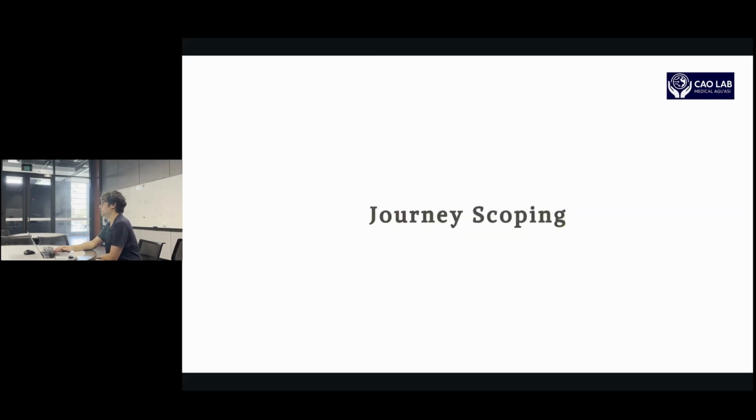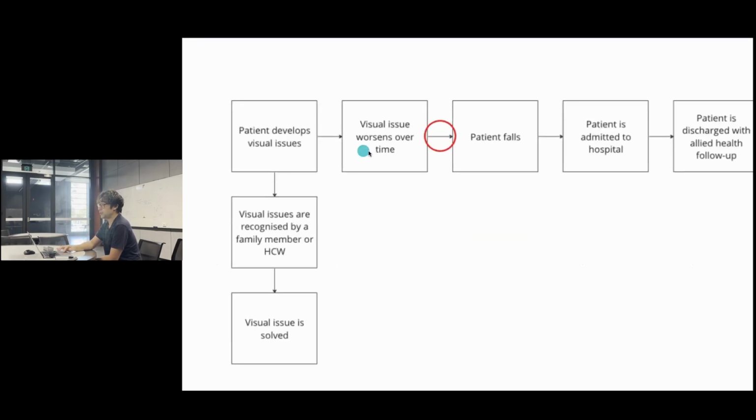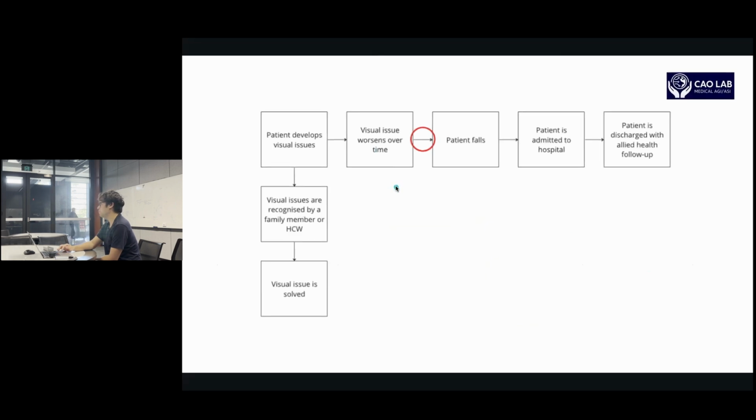Okay, next is journey scoping. This is when you map out the patient journey throughout the clinical event that you're describing. For example, the patient is being intubated. What happens to the patient before intubation and what happens afterwards? You should map it out as a series of events.